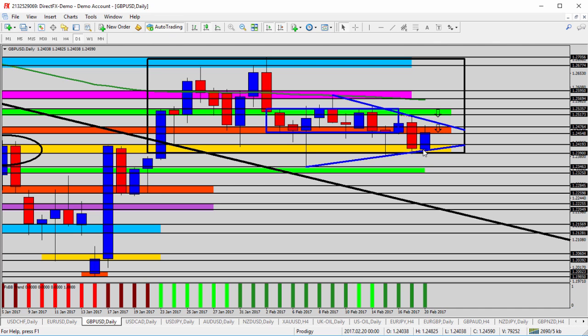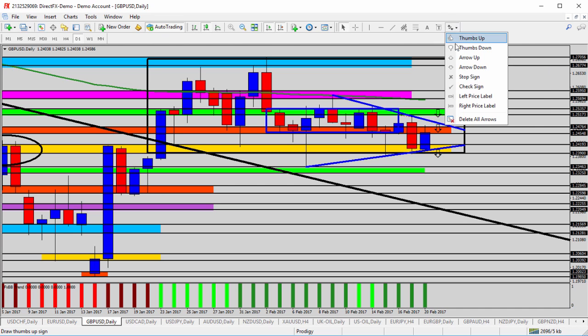The yellow zone, 1.2420, 1.2390 is your current support. If it's going to go lower, what needs to happen? It needs to break through that yellow shaded area. So if you're looking to go bearish on GBP USD, green zone, orange zone are your resistance. Under the yellow zone goes lower.